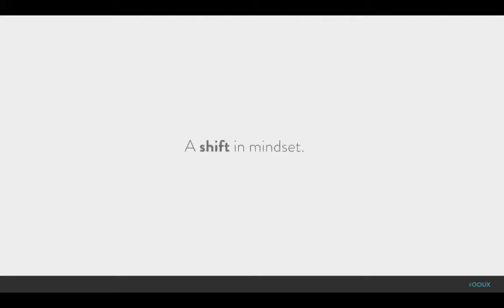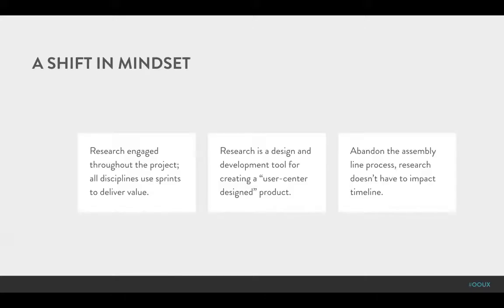So the idea is a shift in mindset, and this is simply that we're integrating research within design and development sprints. It's still agile, but we're collaborating across all disciplines and all deliverables in that sprint timeline. And when we say a shift in mindset, we mean from a research point of view that research is engaged throughout the project, not just upfront or at the very end for usability testing to validate designs. And all disciplines use sprints to deliver value.